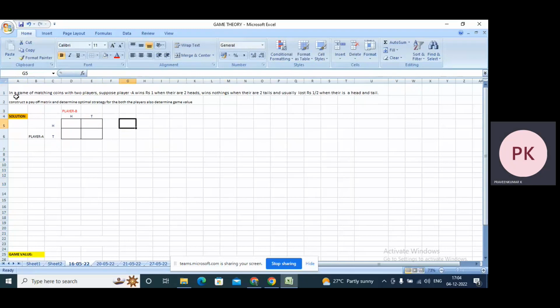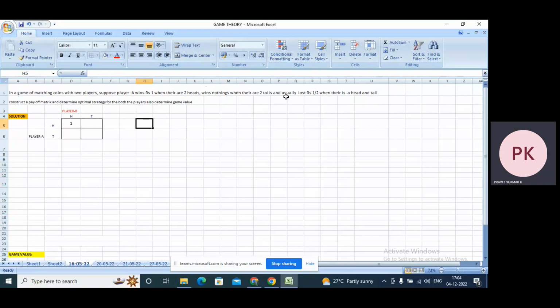Now let us see this problem. In a game of matching coins with two players, I took player A and player B, and I mentioned head and tail for both. See what data we are entering. The payoff matrix should be related to player A. Suppose player A wins rupees 1 when there are two heads. Look here, this head and this head. When there are two heads, player A wins rupees 1, so I'll write 1 in the payoff matrix.